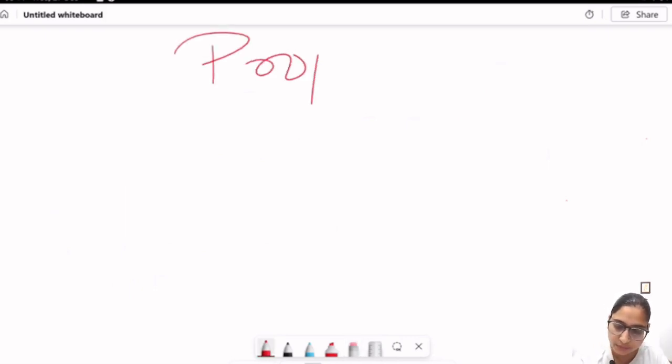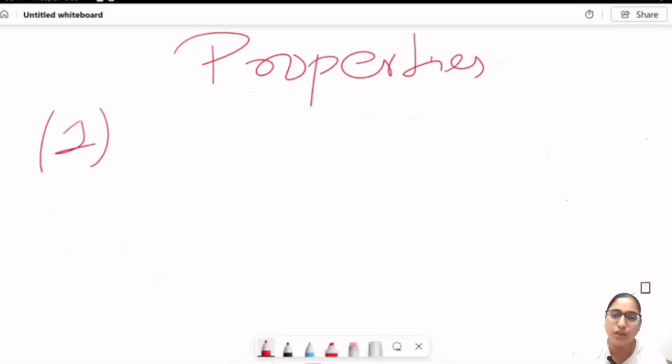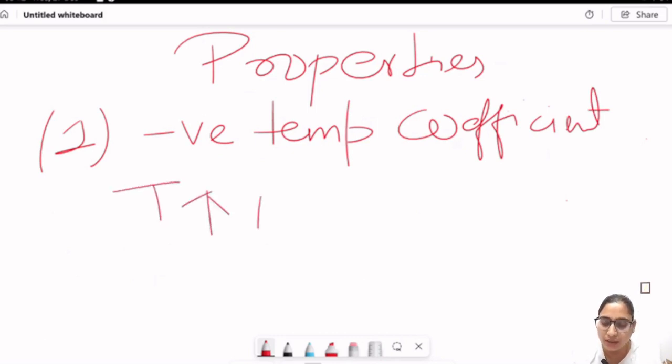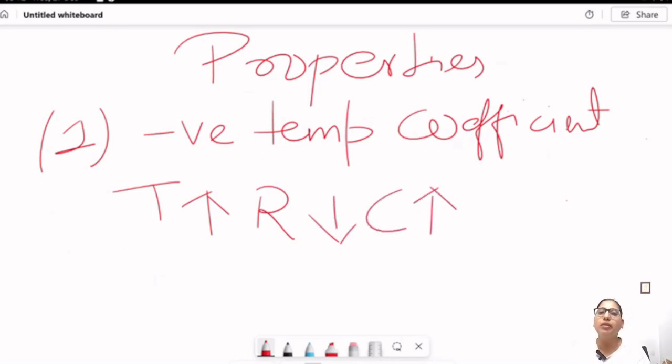Properties. So the first major property of semiconductors is that they have a negative temperature coefficient. What it means is that if I apply temperature here, then resistance decreases and conduction increases. This is the term negative temperature coefficient of resistance. When I increase the temperature, the resistance value is decreasing and conduction is increasing.